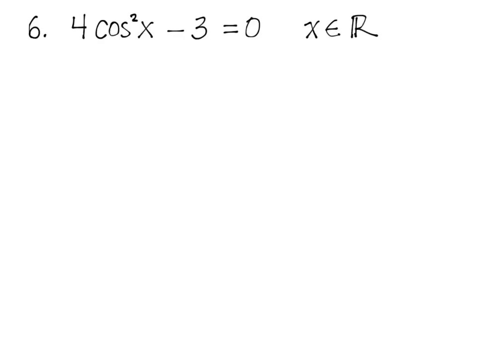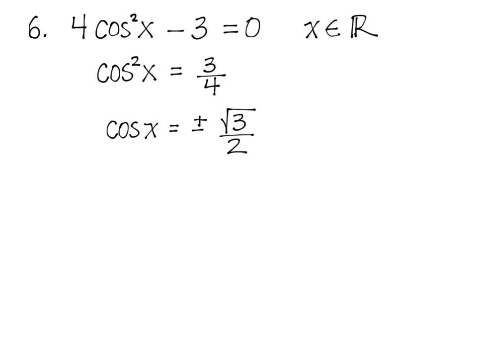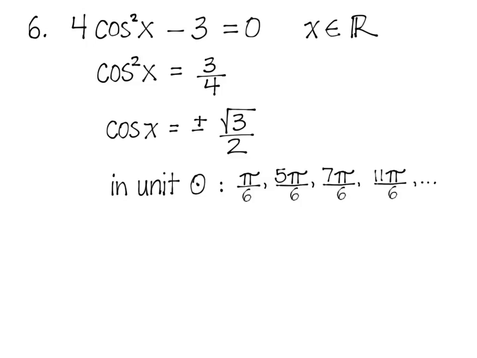There was an error with problem number 6. Same problem. It starts out just the same way. We have 4 cosine squared x minus 3. And just like in the previous video, you would add 3 to both sides, divide by 4, take the square root, get 2 answers. The issue is the cosine of positive square root of 3 over 2 happens to be pi over 6.